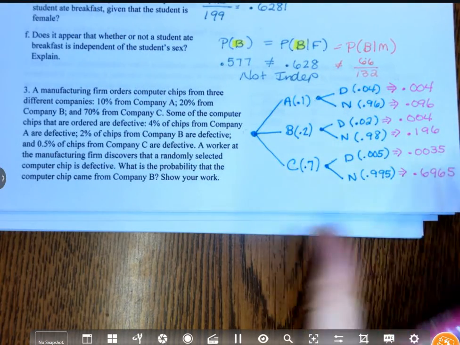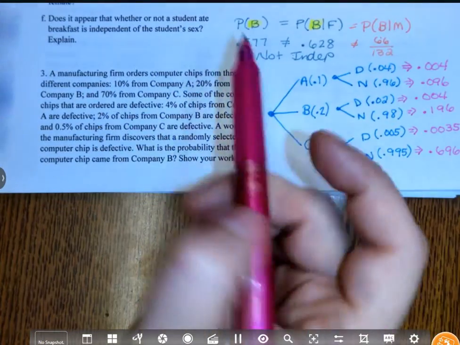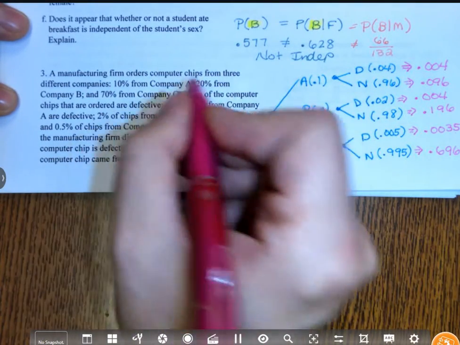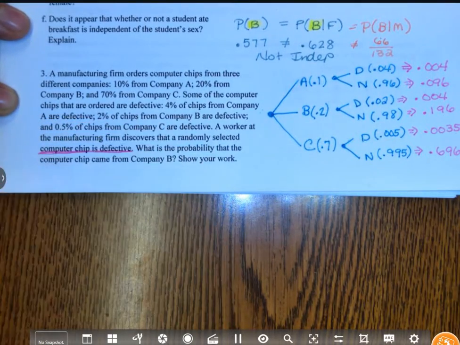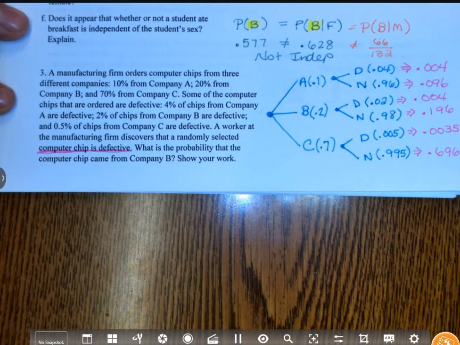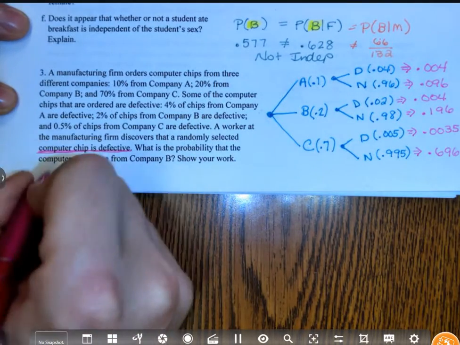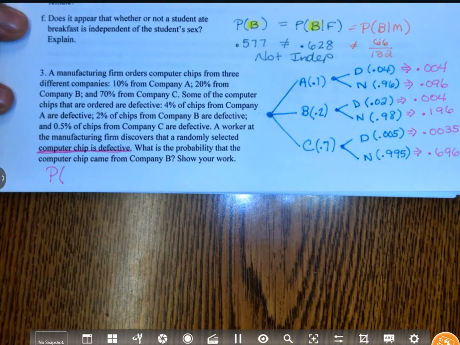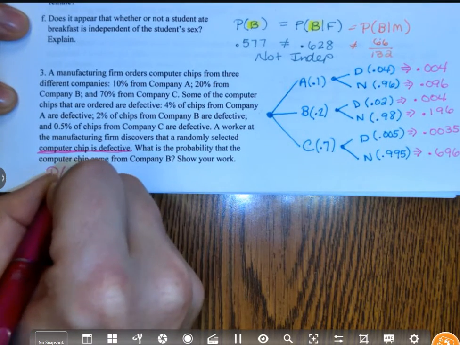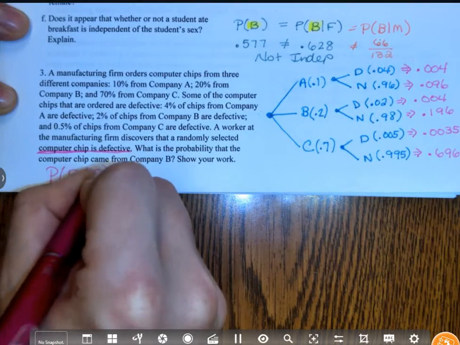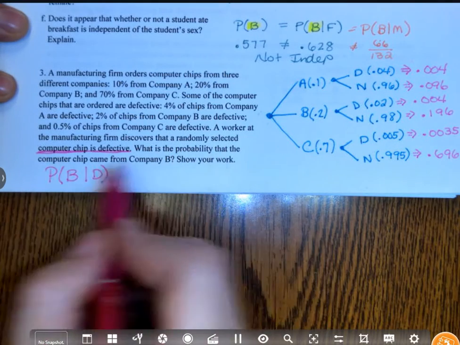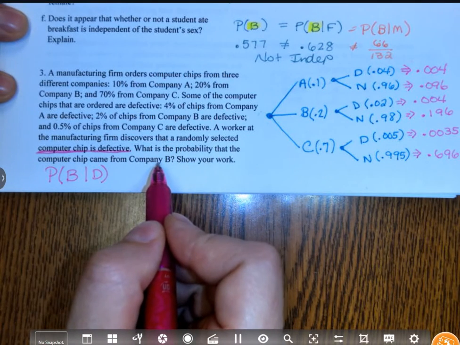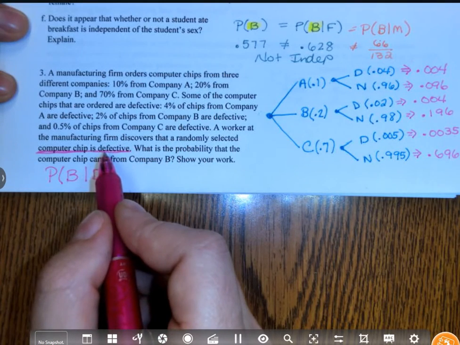Okay? Now the question this problem said: a worker at a manufacturing firm discovers that a randomly selected computer chip is defective. So I know it's defective. What's the probability it came from company B? If I were to write this in probability notation, how would I do that? Probability that it came from B, given that it's defective. What I'm focusing on, the main question, is the probability the chip came from company B. That's what I'm looking for. But I have this slight condition that it was defective first.